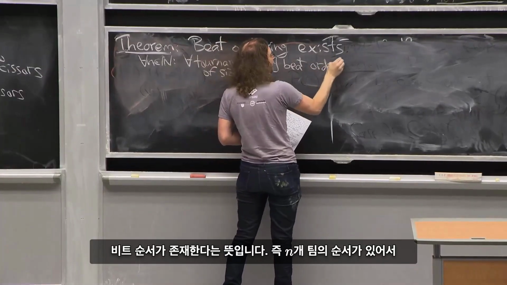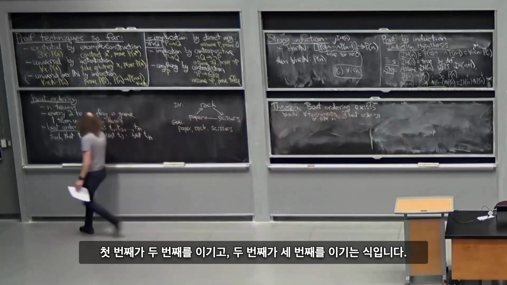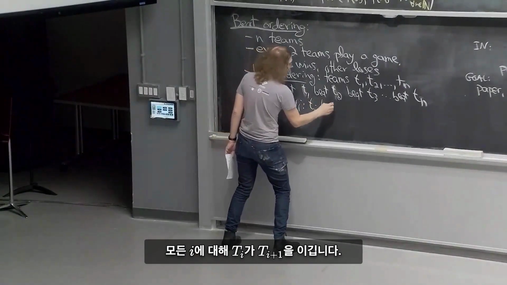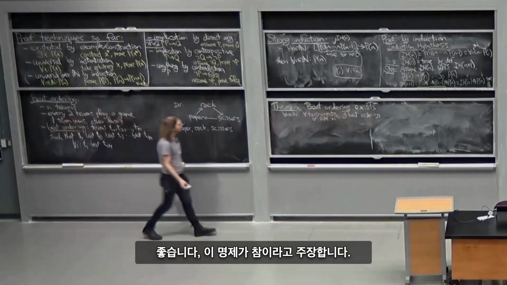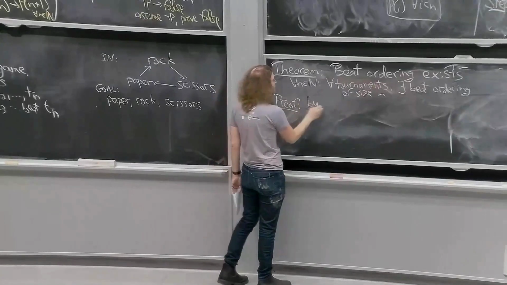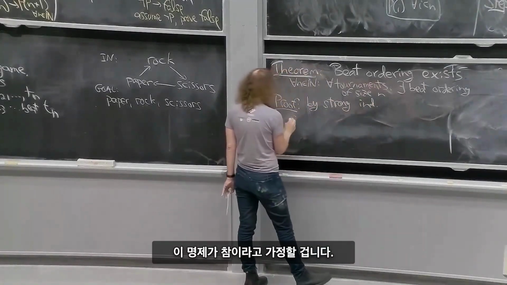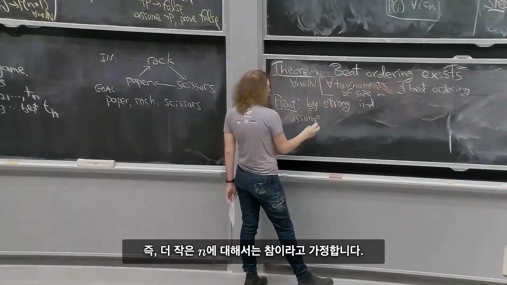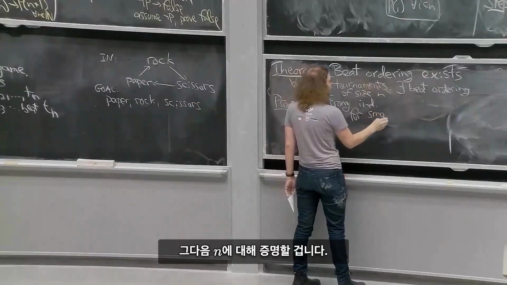Okay, there exists an ordering of the n teams, such that the first one beat the second one beat the third one, and so on. I should say for all i, t_i beat t_{i+1}. Okay, so we claim this is true. Proof by strong induction. So we're going to assume that this statement is true for smaller n, and then we're going to prove it for n.